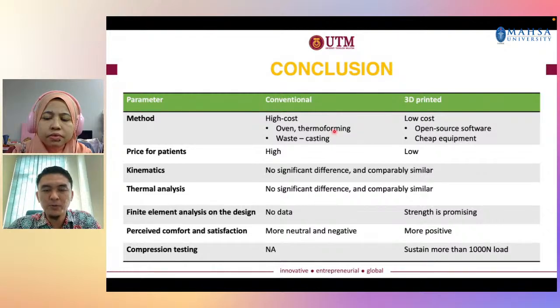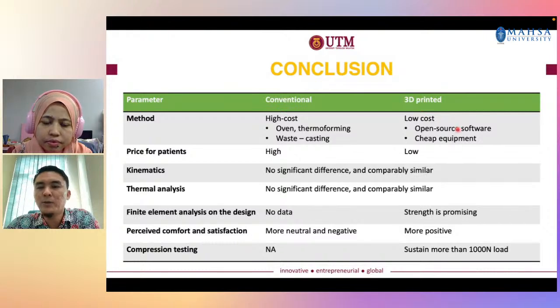Conventional is high cost because we have to use many pieces of equipment, like oven, thermoforming, and then it includes the waste. When you have the mold, it will no longer be used for the next production because it is not similar to other patients' conditions. But for the 3D printed, it is very low cost, and normally we use open source software, and it is very cheap equipment. It's not very high price compared to the conventional. Price for patient is high, of course, and low for the 3D printed.